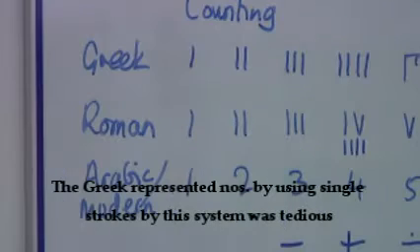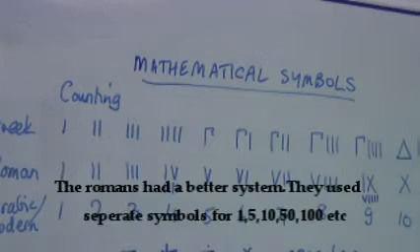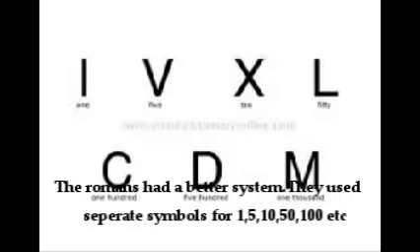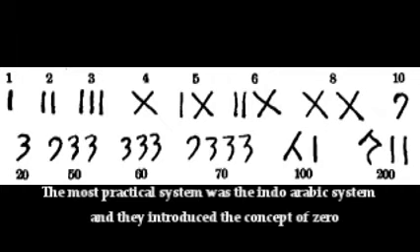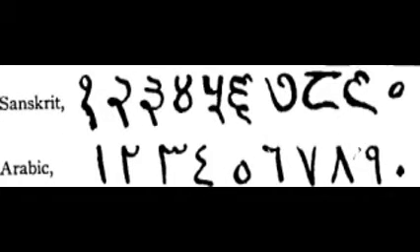In the Greek system, numbers were often represented by strokes, but the Romans had a more efficient system. They used separate symbols for 1, 5, 10, 50, 100 and so on, and thus representation of large numbers became much easier. However, the most practical system was the Indo-Arabic system. It involved use of digits from 1 to 9 and a new concept, the concept of zero.